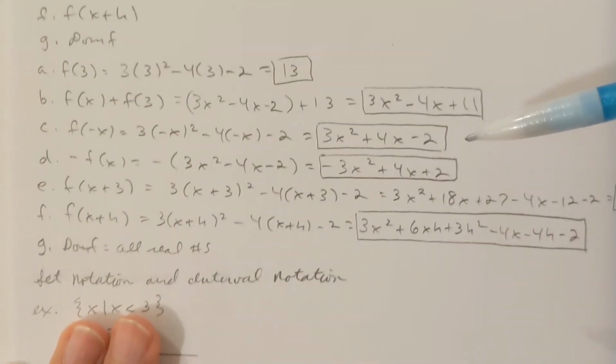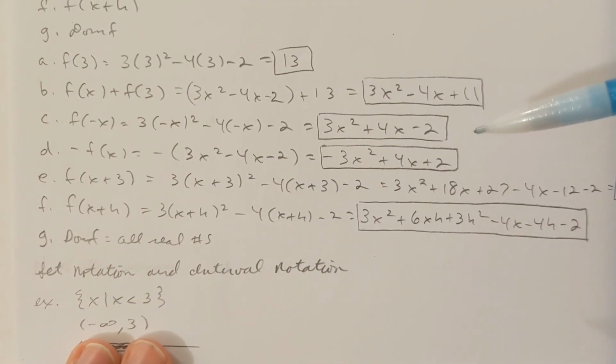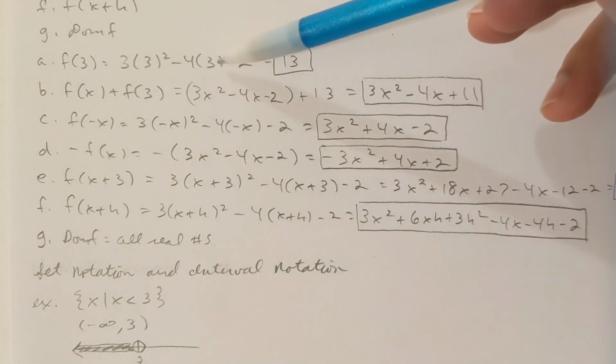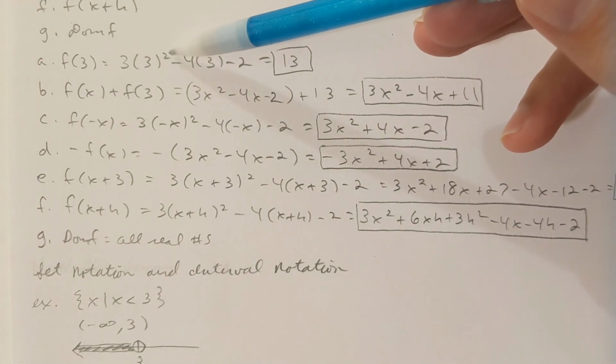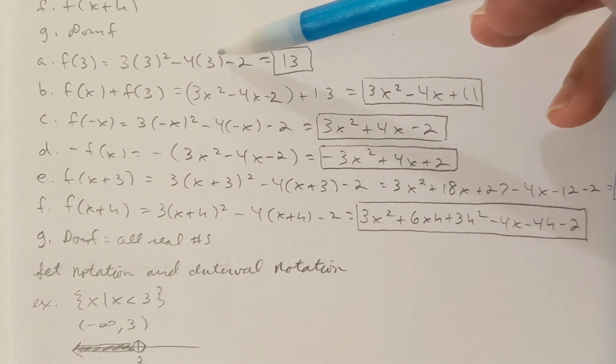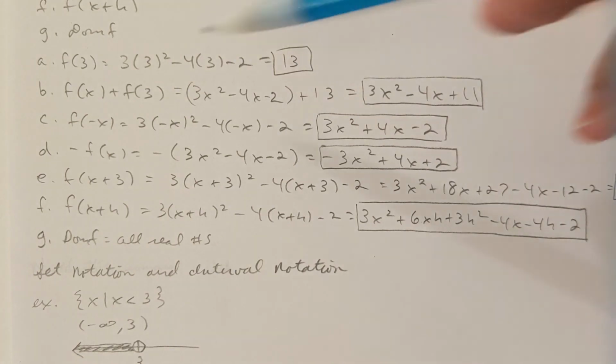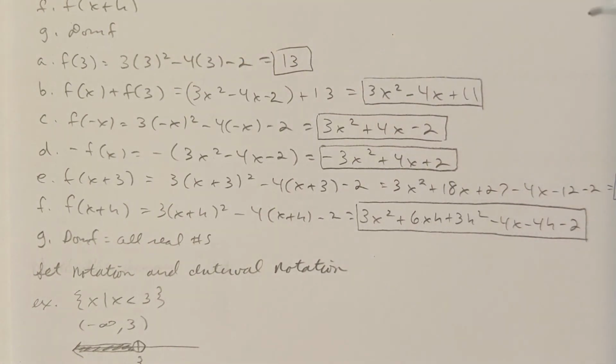Okay, so f of 3 means that I'd want to replace x with 3 everywhere I see an x. So I've done that. And 3 squared is 9, times 3 is 27, minus 12 is 15, minus 2 is 13. So f of 3 is equal to 13. Well, that means that 13 would be in the range, and 3 would be in the domain.